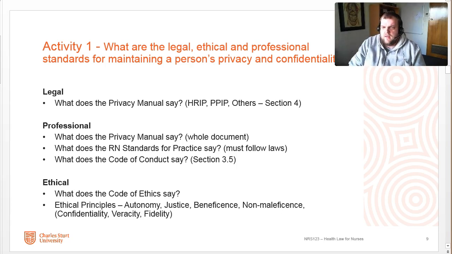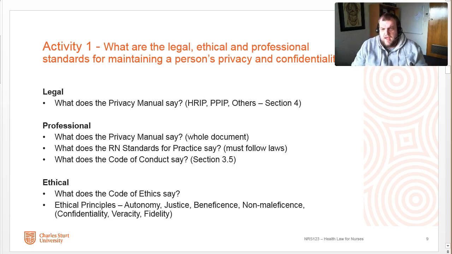Professional standards include obviously the whole document of the privacy manual, which is the standard that an RN would be held against. So anything that's in that manual becomes the professional standard for nurses. Then what does the RN Standards for Practice say? It includes that you'll abide by legislation, and it also talks about confidentiality more specifically. And then what does the Code of Conduct say? Section 3.5 is relevant to this as well. Then having a look at ethical perspectives, what does the Code of Ethics say about it? And then also the ethical principles, which really apply to all of them. So autonomy is relevant because the person has a right to make decisions about themselves.